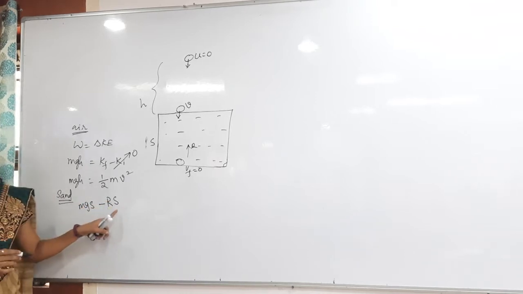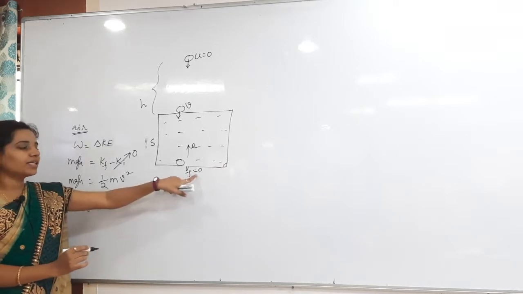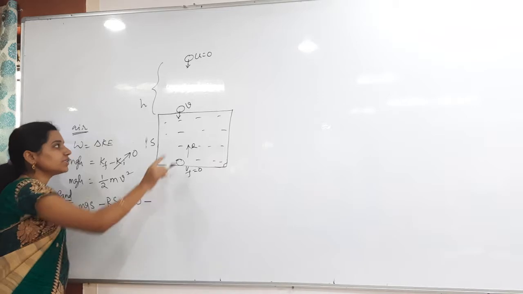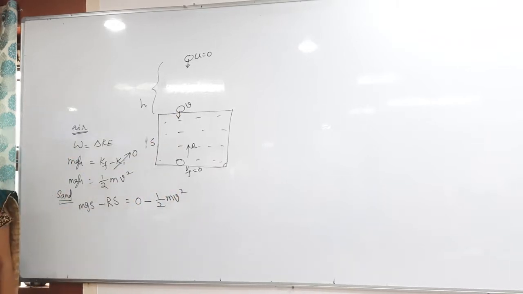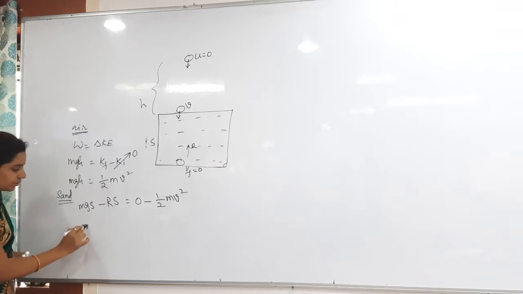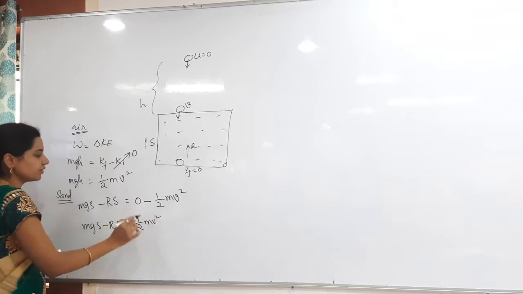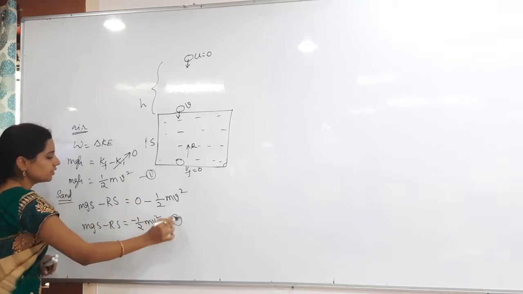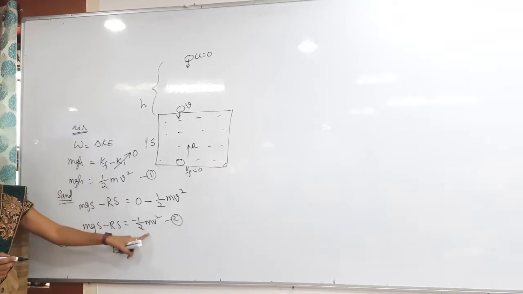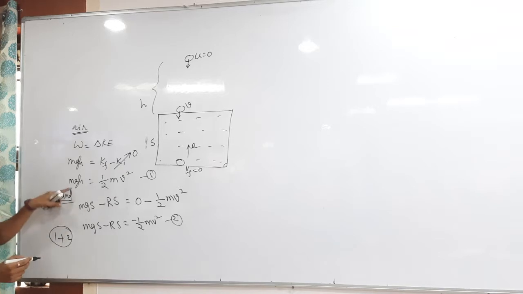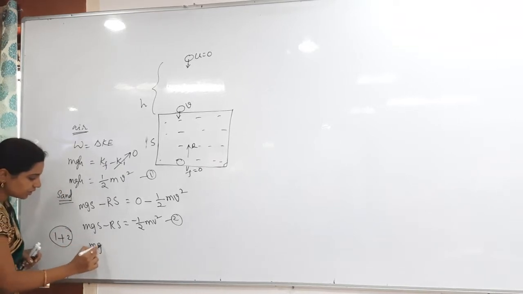Why? Because R is the force and S is the displacement, equals K final. K final is how much? 0. K initial is how much? Half m V square. Understand the equation clearly? Then here mgs minus Rs equals minus half m V square. Add these two equations, equation 1 and 2. Then what will you get? Half m V square gets cancelled, right? Then what is remaining here? mgh plus mgs.